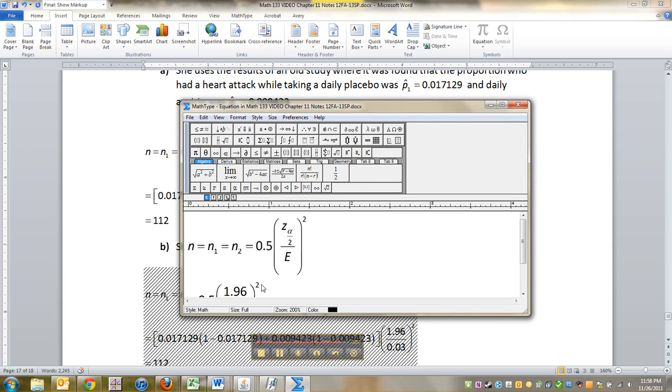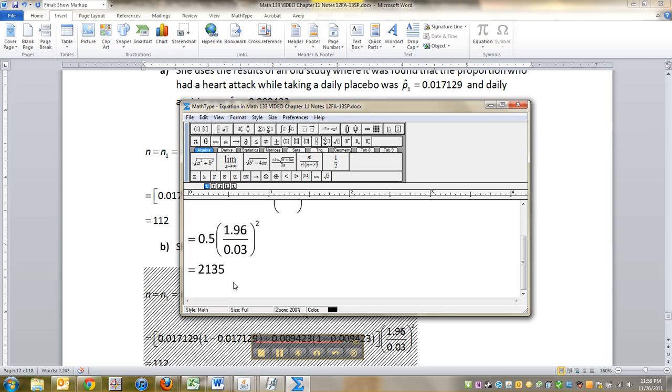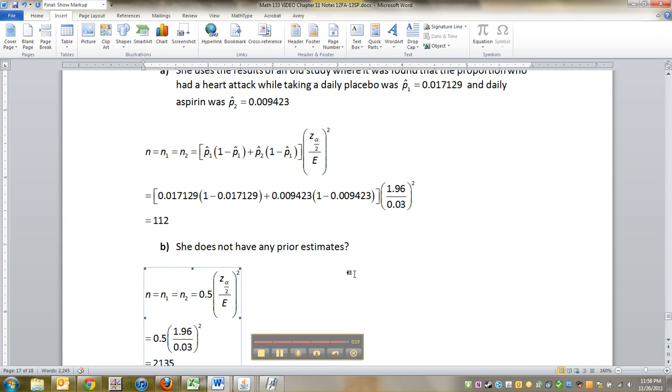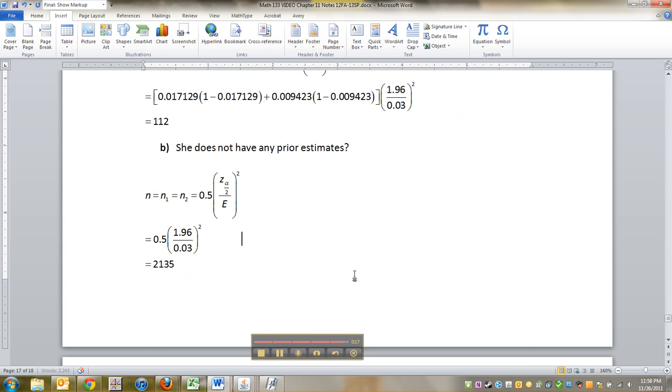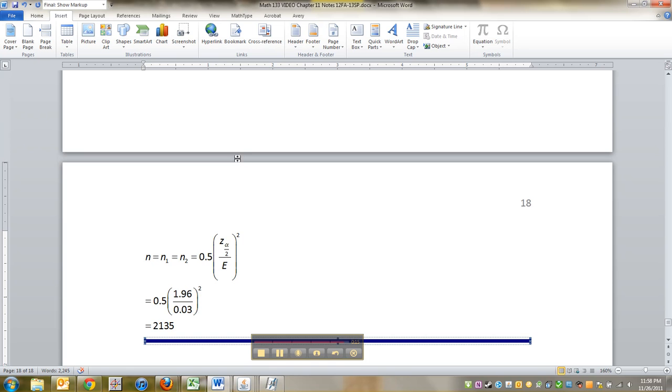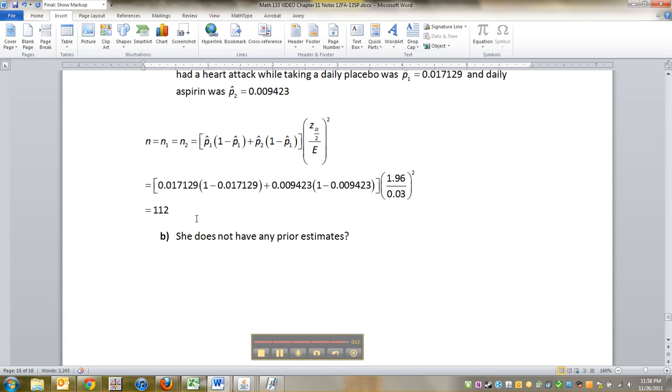So let me go back here. 2135. Much simpler formula, much harder to actually go get that many people, right? So that's the danger. If you don't know a lot about past experience, then you're stuck having to go get a ton of sample.